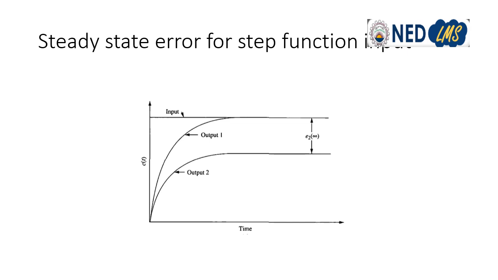I hope you remember that when we were discussing the time domain specifications, the magnitude of the output is acceptable within some particular range, that is 2% to 5% of the final value. So we need to check whether the steady state falls between that range, plus or minus 2 to plus or minus 5% of the final value. Then the corresponding difference is called the steady state error for step function input.